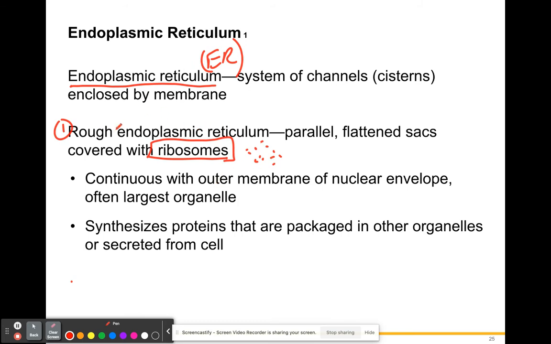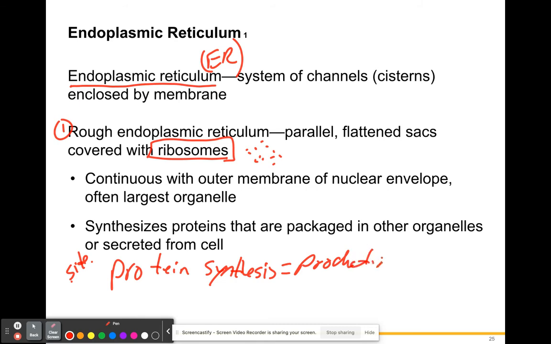So what's the point of the rough endoplasmic reticulum? It's a site, or a place, for protein synthesis. And what does that mean? That means the production, or making, of proteins. That's where protein synthesis is going to happen. Why are ribosomes important? Ribosomes are the things that synthesize proteins. So ribosomes are going to make proteins in this rough endoplasmic reticulum.